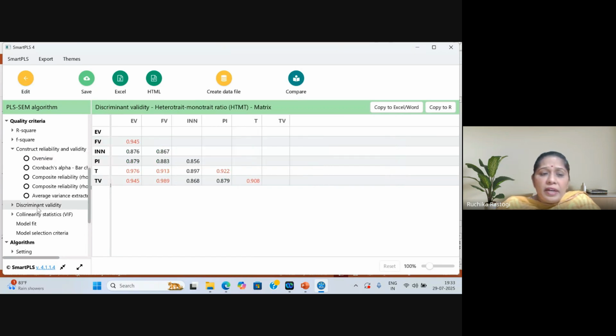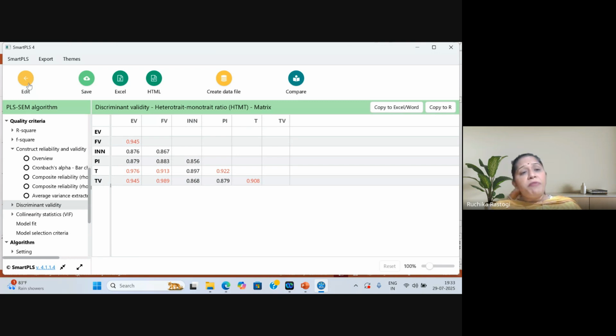Then discriminant validity is just the square root of AVE. So the first value should be higher than the corresponding values. If it is not higher, that means there are some issues in the items. So to make the model right, we will keep changing the number of questions, removing them, and then the values will come correct. So that was the part to check the model authenticity, which is called CFA.